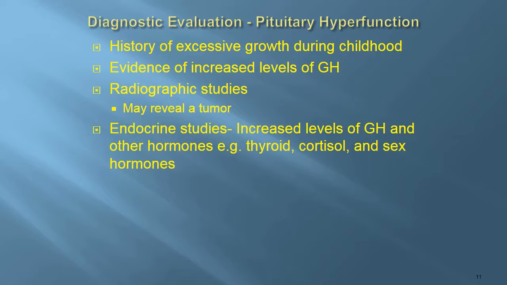Diagnostic evaluation of pituitary hyperfunction involves identifying a history of excessive growth during childhood, evidence of increased levels of growth hormone, radiographic studies that may reveal a tumor, and then endocrine studies. There would be an increased level of growth hormone and other hormones such as thyroid, cortisol, and sex hormones.